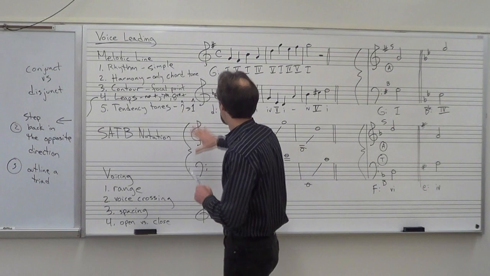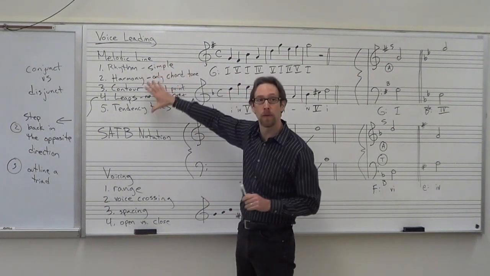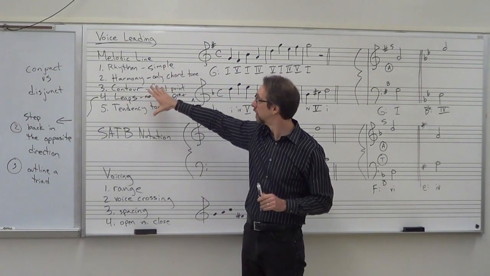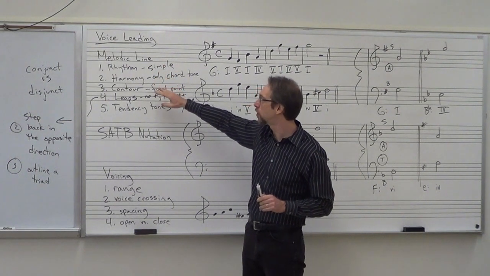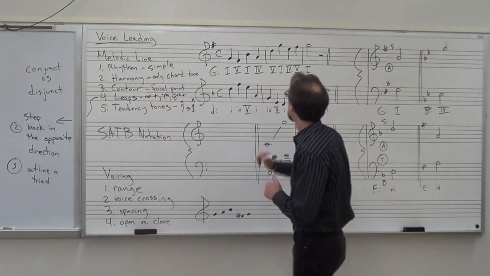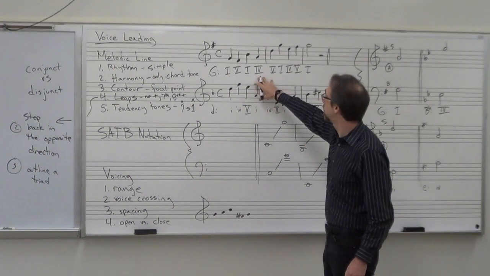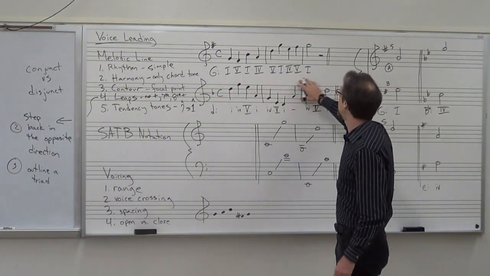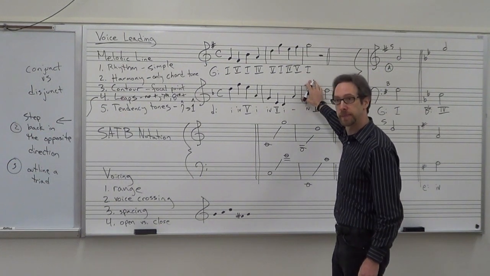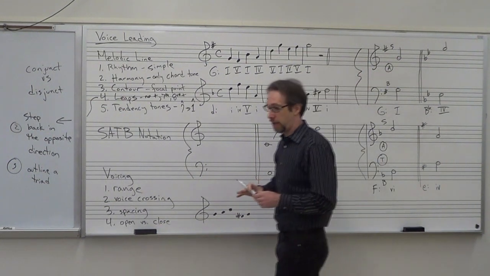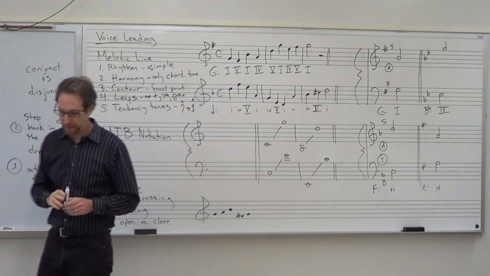All right, so with this set of rules for melodic lines, how the rhythm should be, harmony, contour, leaps, and tendency tones, let's take a look at a sample melody. Right here, this one here in G major, I gave you a Roman numeral analysis below, and I wrote out a melody.